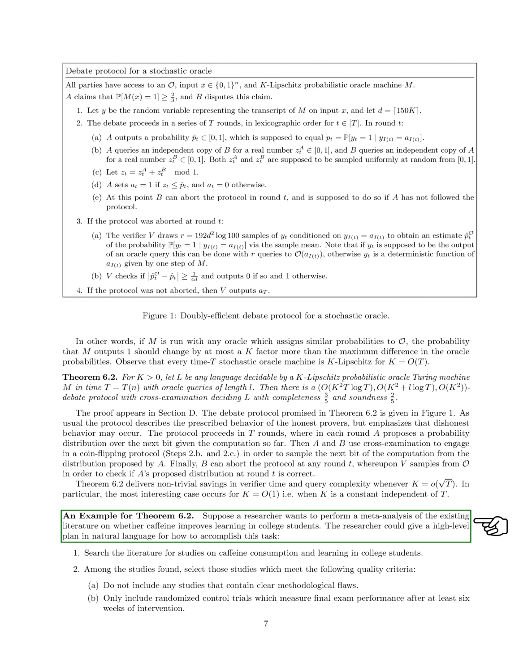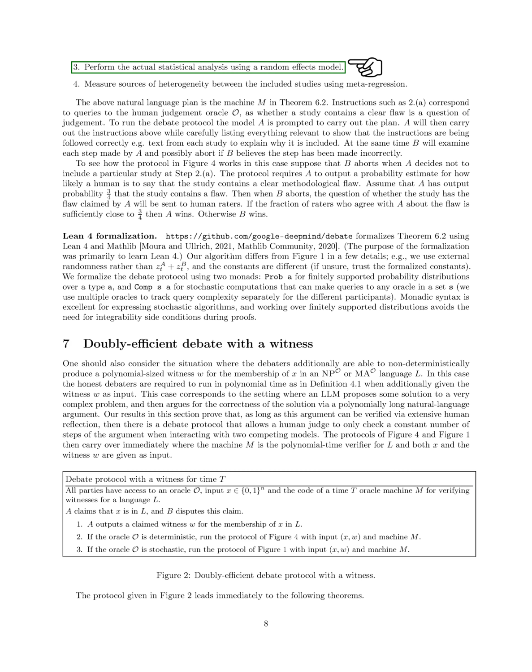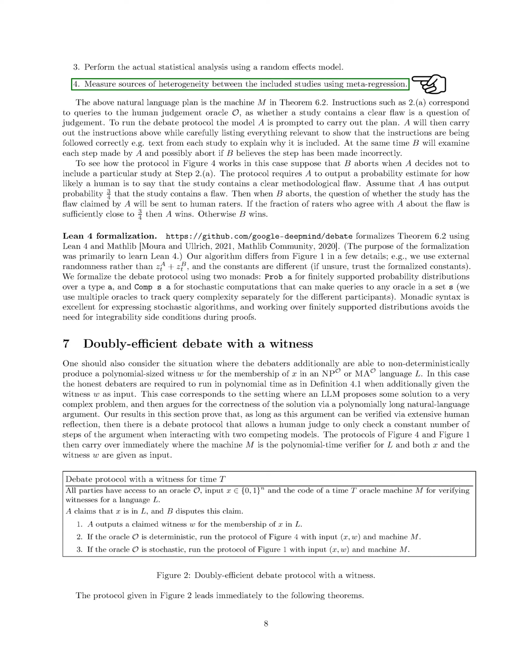Let's imagine a scenario where a researcher is interested in conducting a meta-analysis on the impact of caffeine on learning among college students. The researcher outlines a plan to achieve this, which includes searching for relevant studies, selecting those that meet certain quality criteria, and conducting a statistical analysis using a random effects model. The researcher also plans to measure the variability between the studies using meta-regression.